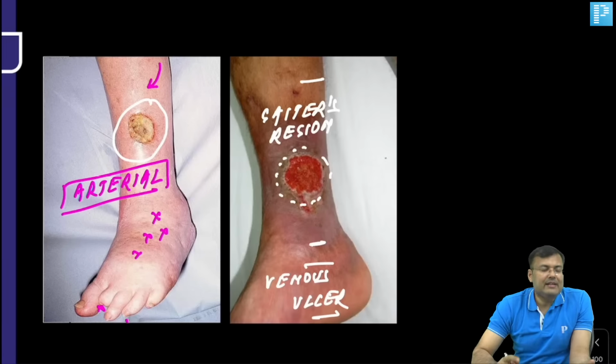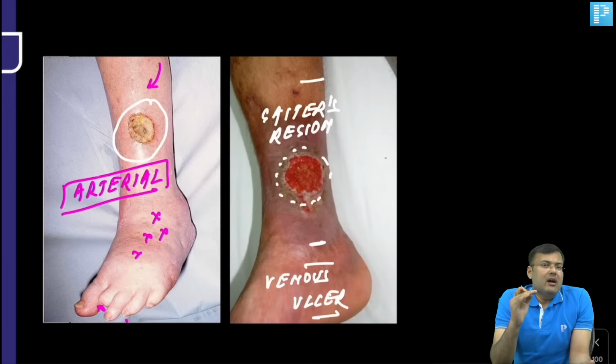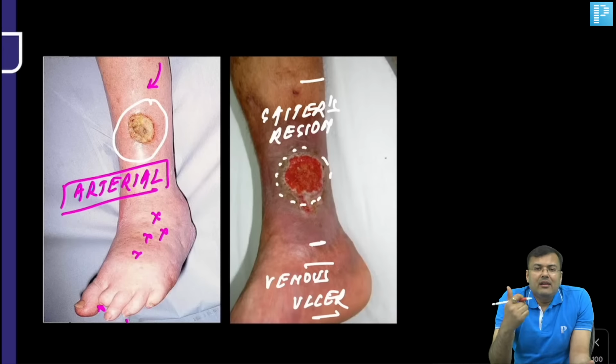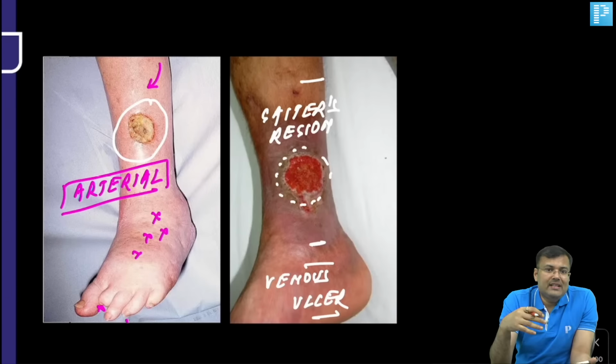So it's very easy to identify: arterial ulcer, venous ulcer. I'm repeating. Arterial ulcer: punched out, intensely painful. Location? Lateral surface of ankle, distal digits. Loss of hair, shiny skin. Venous ulcer is located in the gaiter region. There is hyperpigmentation, sloping edges, and in the floor you will see granulation tissue.